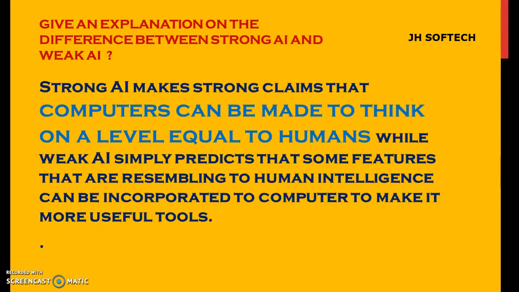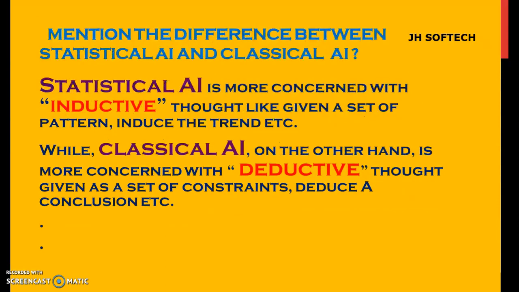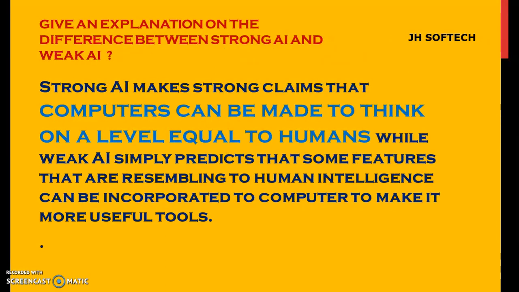Give an explanation on the difference between strong AI and weak AI. Strong AI makes strong claims that computers can be made to think on a level equal to humans, while weak AI simply predicts that some features resembling human intelligence can be incorporated into computers to make them more useful tools.